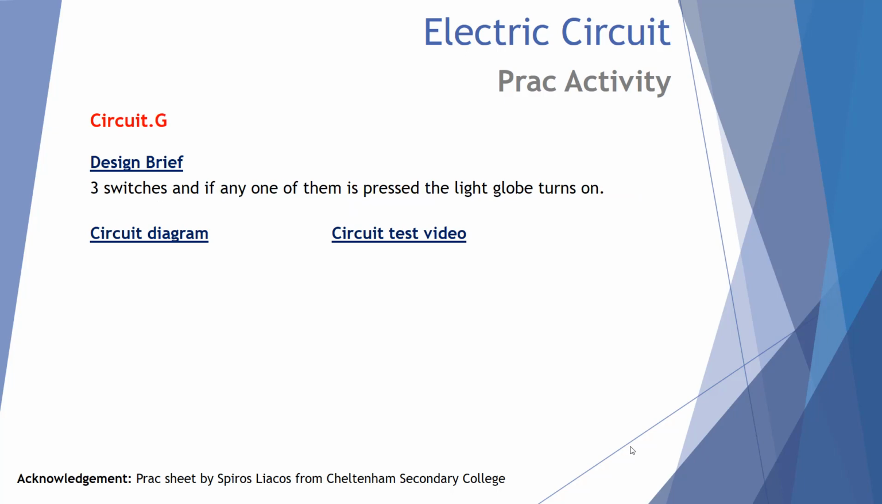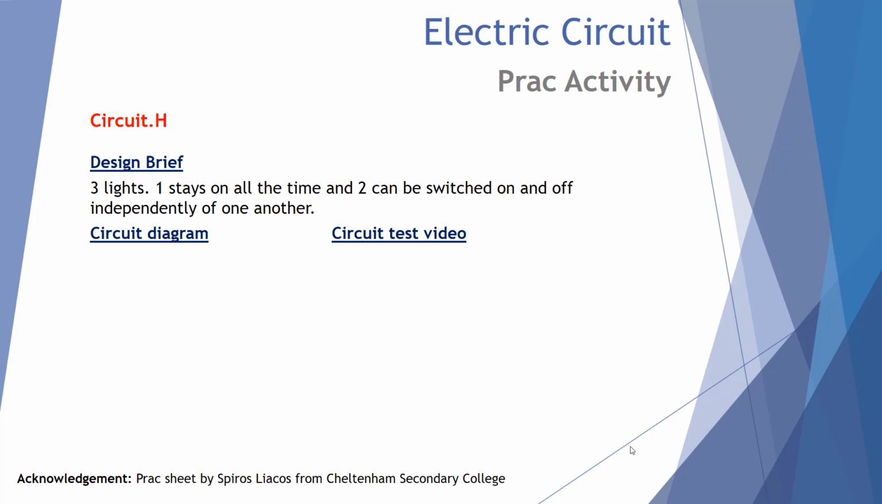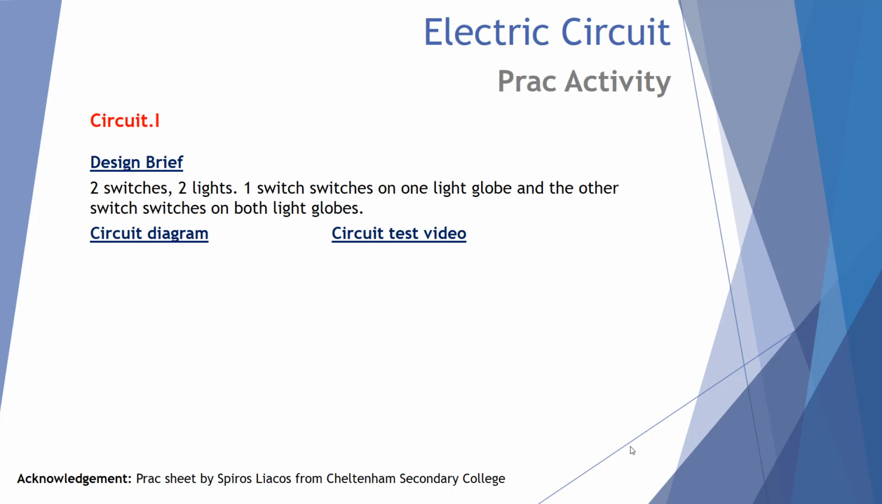Circuit G, three switches, and if any one of them is pressed, the light globe turns on. Circuit H, three lights, one stays on all the time, and two can be switched on and off independently of one another. And finally, Circuit I, two switches, two lights, one switch switches on one light globe, and the other switch switches on both light globes.